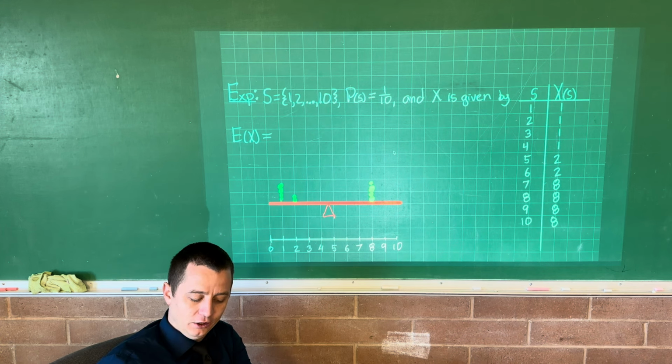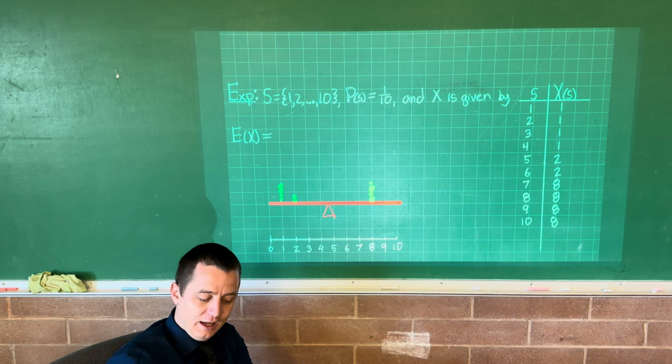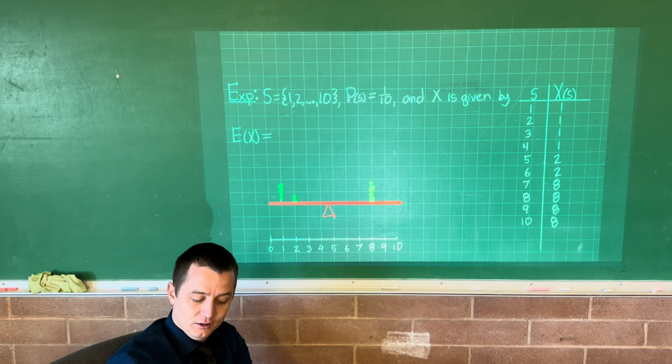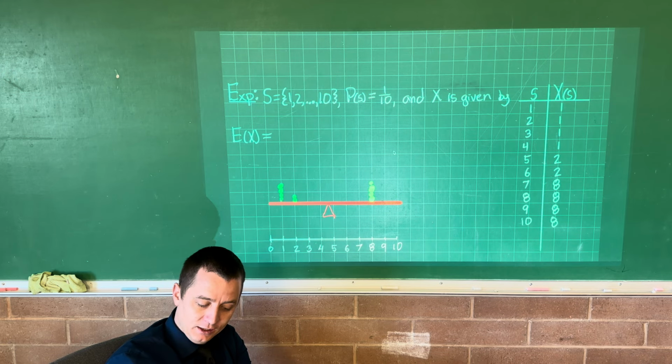So what is the expected value? Remember, we need to take every little s in big S, plug it into x, and multiply it by its probability. So what is x of 1? When I plug 1 into x, what do I get?